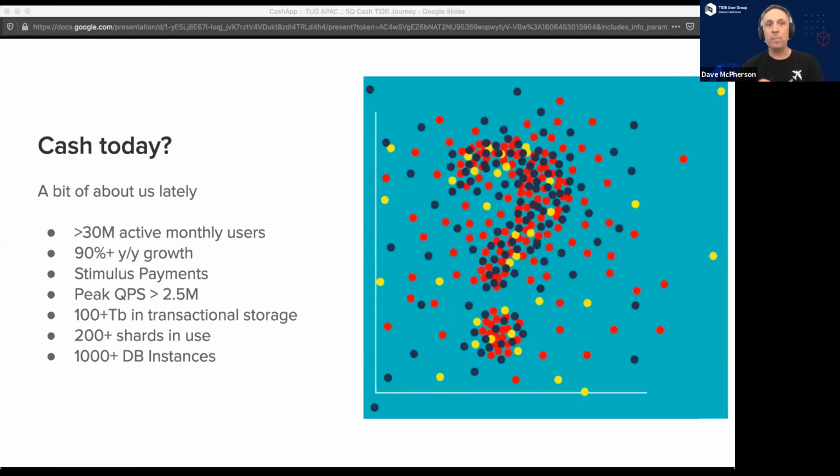So we ended up with Vitess and sharded MySQL instances, and we started exploring getting it up onto the cloud because cache continued to grow. And to give you an idea of where we've ended up now, from a little hack week project, we're now in the realms of 30 million monthly active users. We've got around 90% year-on-year growth. And anyone who's dealt with growth like that recognizes that it becomes very difficult to get ahead of the curve.